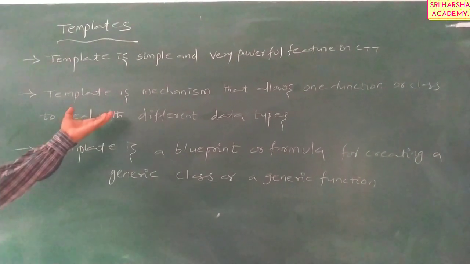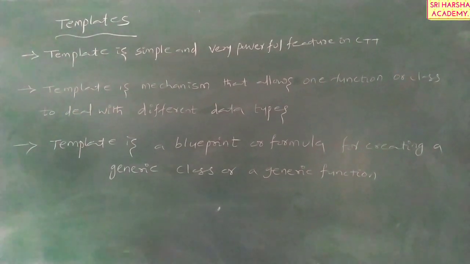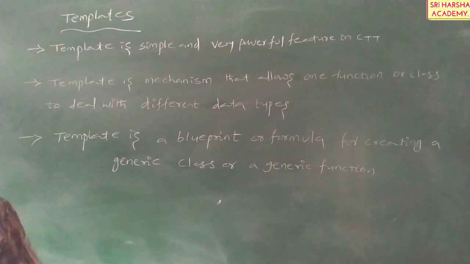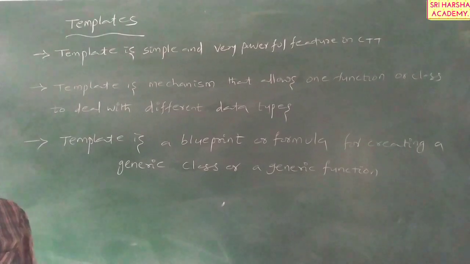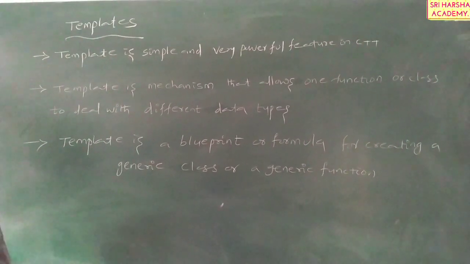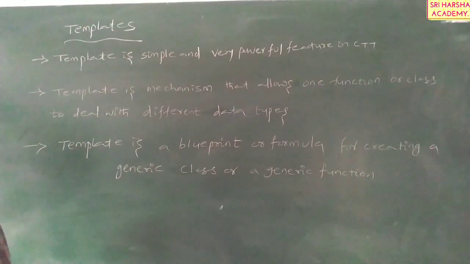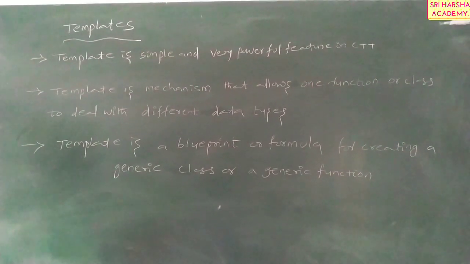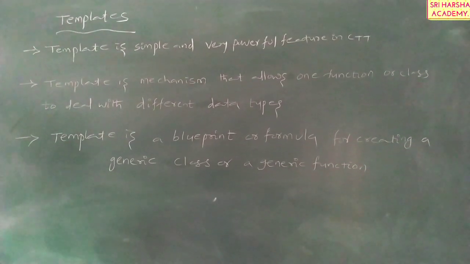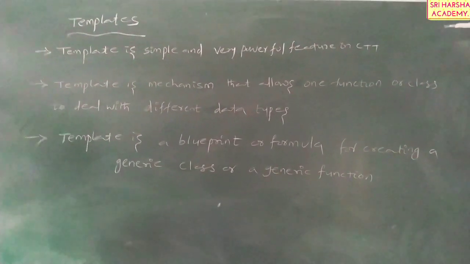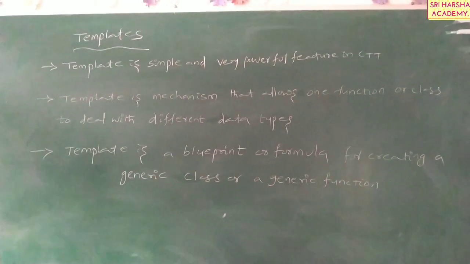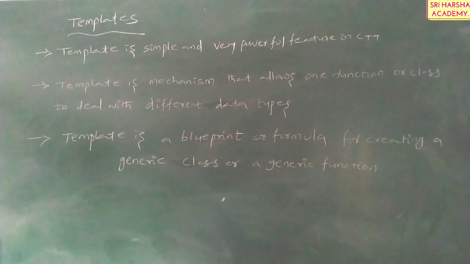A template is a mechanism that allows a function or class to deal with different data types. Once we declare a template in a program, that template variable can act as an integer, a float, or a double. There is no need to mention any type once we declare templates in a program. So a template is a blueprint or formula for creating a generic class or a generic function.